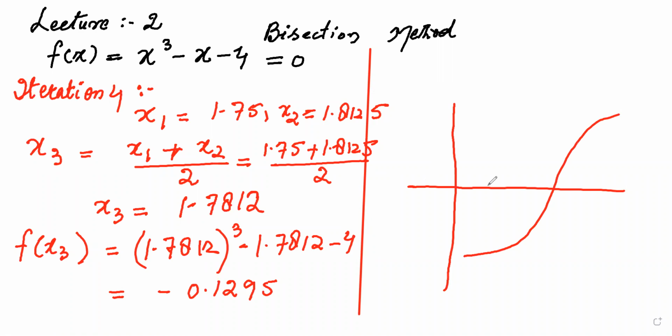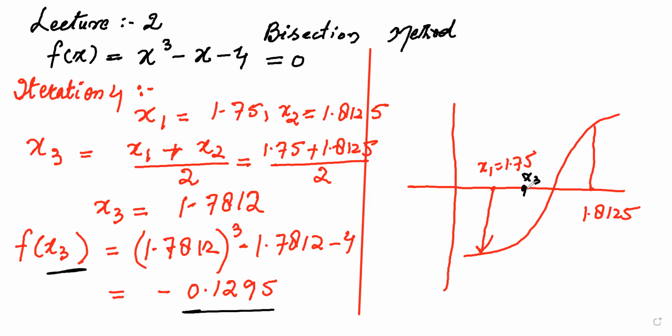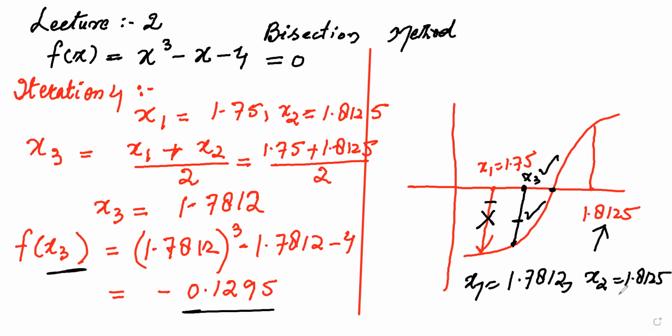I will replot my arbitrarily drawn graph. My x1 was 1.75, and my x2 was equal to 1.8125. Now I'm getting the third value x3 such that my function is negative. So it means x3 is here and the value of the function is negative. So for the next iteration, I will replace this by this, because this value is closer to my solution value. For the next iteration, my x1 will be x3, which is 1.7812, and my x2 is the same, 1.8125.